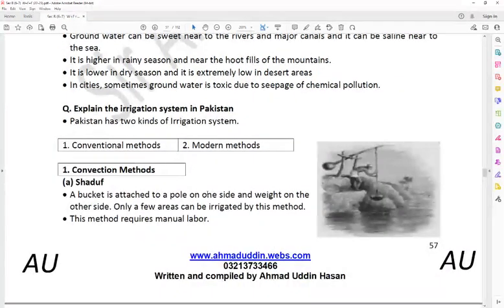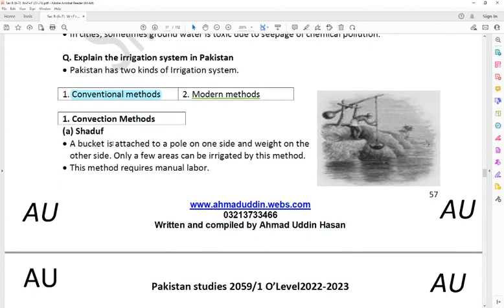There are two sorts of methods to irrigate crops in Pakistan. Old methods are called conventional methods. New ones are called modern methods. In the beginning, we talk about conventional methods. The first one is Shadoof.